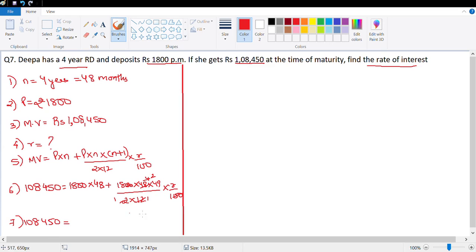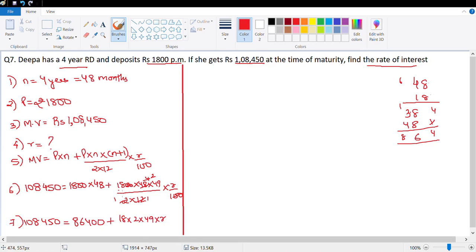108,450 is equal to, we need to calculate 48 into 18. That's 8 into 8, 64. 8 into 4, 32 plus 6, 38. And this is 8, this is 4. 4, 8 plus 8, 16. 7 and 1, 8. This is 864 with 2 zeros. That's 86,400 plus, in the numerator I have 18 into 2 into 49 into R.